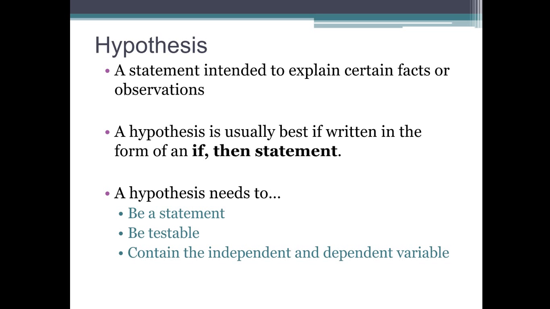One is that it's a statement. It should not be a question. It should not start with I think or I wonder. It should be just a statement of what you believe will happen. Second thing is it needs to be testable. Can we actually do this? So if you do the if part, will the then part happen? And lastly, it needs to contain both the independent and dependent variable. Those two things are going to be found in the if and then statements, and it's going to show how they connect to each other.